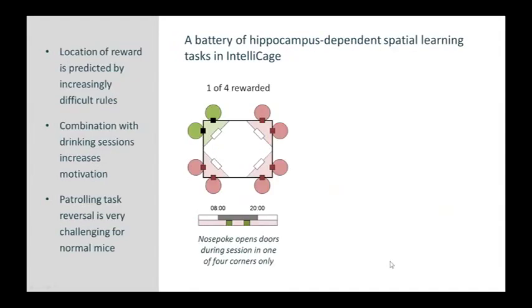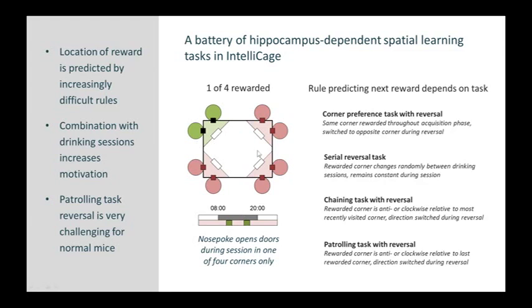Now let me move on to a third example in which I would like to show you how we implemented a hippocampus-dependent learning task, or actually a whole set of learning tasks in the IntelliCage. So the common principle of this set of tasks is that they are based on a drinking session schedule. So water is available only during 2 drinking sessions in the dark phase, and this time only in one of the 4 corners. What changes between the different tasks is the rule that predicts for the animal where water will be available.